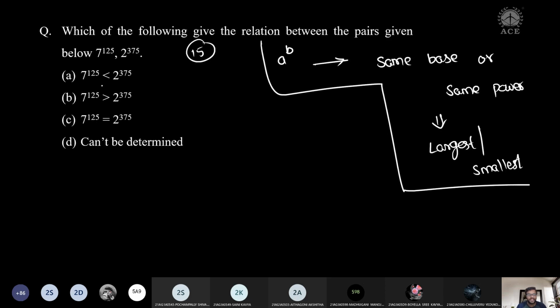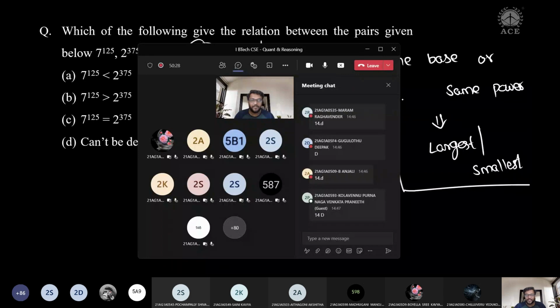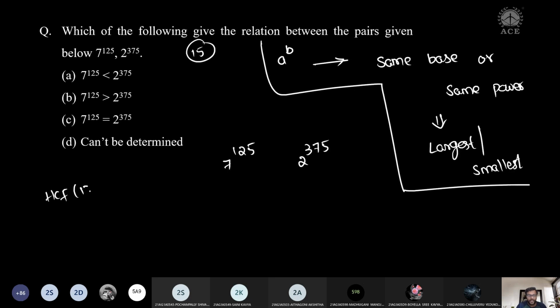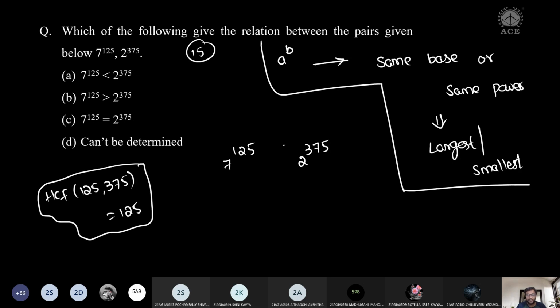Now here, the base is not the same, but the power you can maintain: 7 power 125, 2 power 375. How to maintain the same power? Guys, if you attended yesterday's live YouTube session, there I showed you how to calculate HCF. The HCF of 125 and 375 is 125. The same base cannot be maintained, so to maintain the same power I take the HCF, the highest common factor, 125.